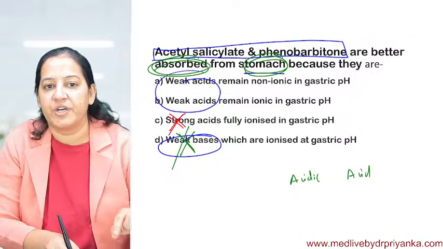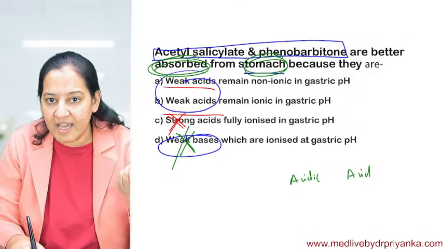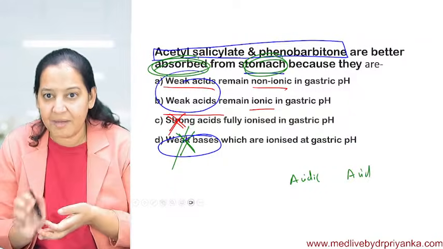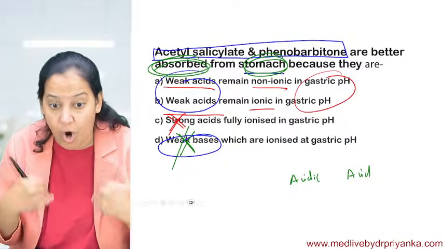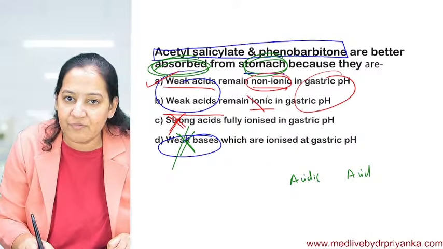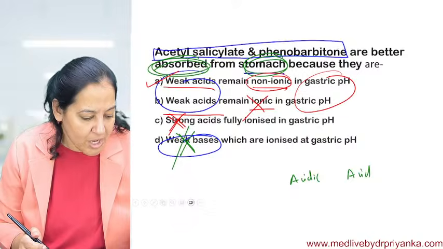Now we are left with two options. Weak acid, weak acid. Is it in ionized form or unionized form in the acidic medium? In the acidic medium, they are absorbed. The body retains the unionized form, so option A is correct. Ionized form is not absorbed, it is excreted. So this is how you have to approach it.